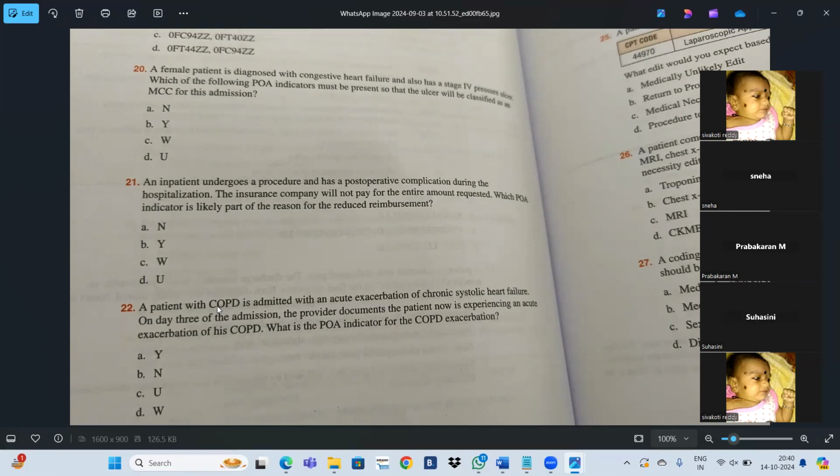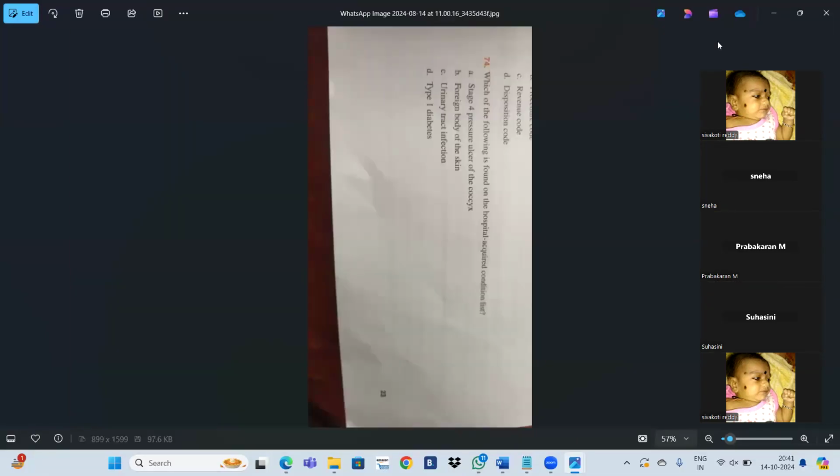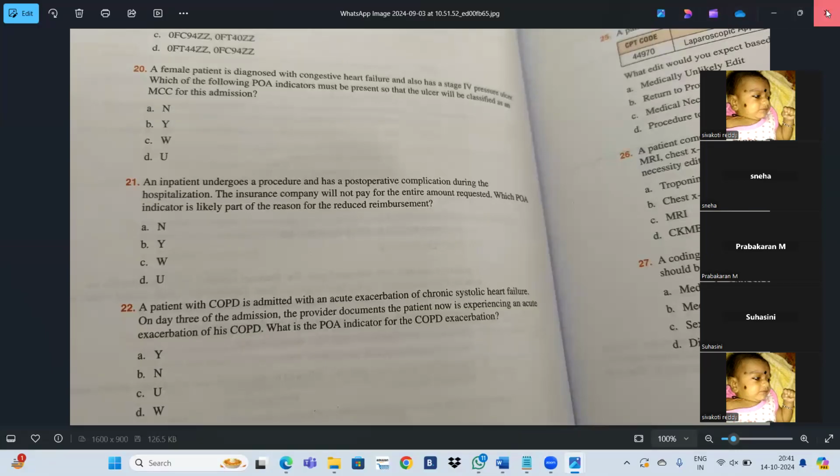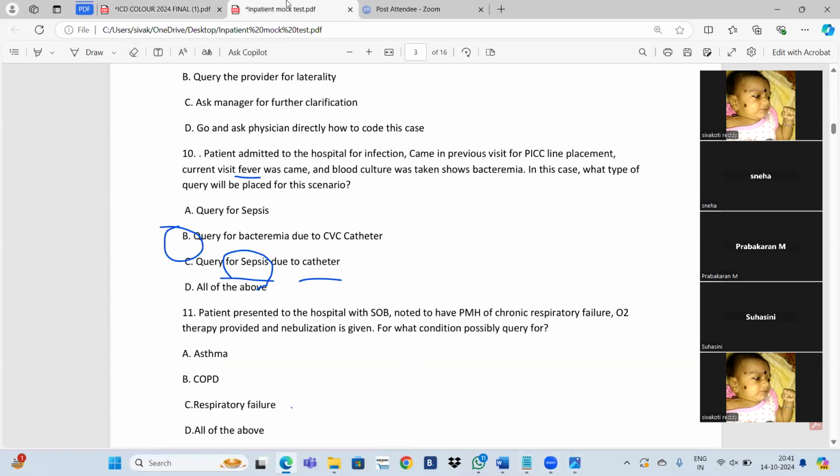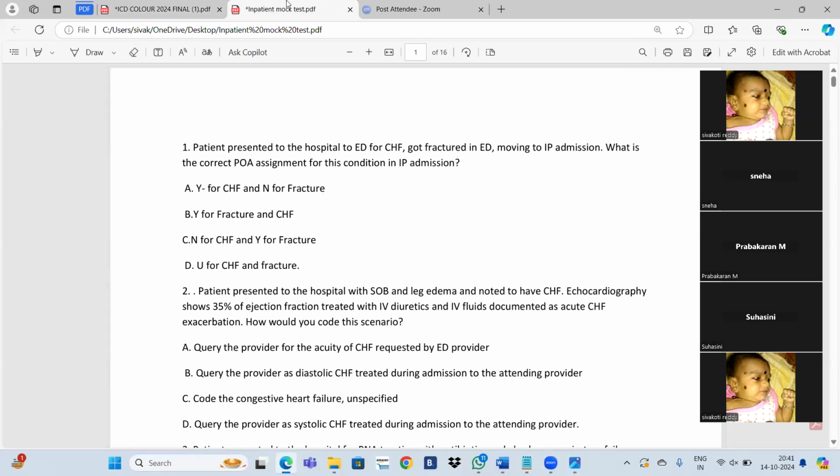Clear? It has the word chronic, right? They're not asking for chronic systolic heart failure, no? They're asking for COPD POA. See, for which condition are they asking? They're asking for COPD exacerbation. Now you understood, right? Yes. Thank you. So tell me the first question answer.